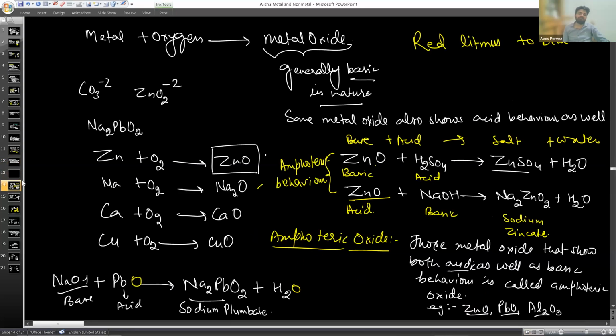Now moving to the next part: metals when they react with oxygen give you metal oxides. You are very much familiar with this, we have studied it in the acid, base, and salt chapter also, that metals when they react with oxygen give metal oxide.